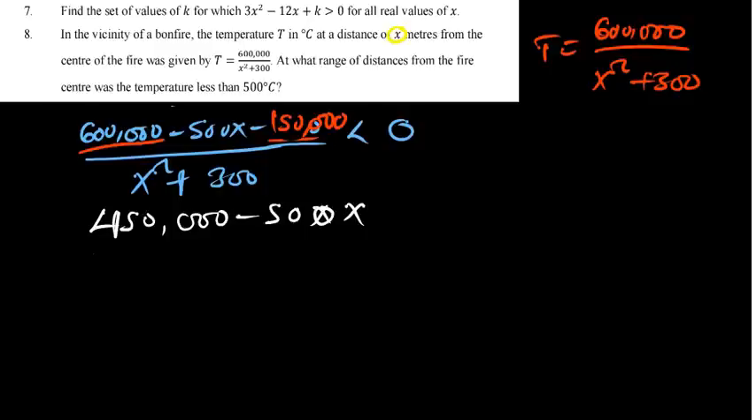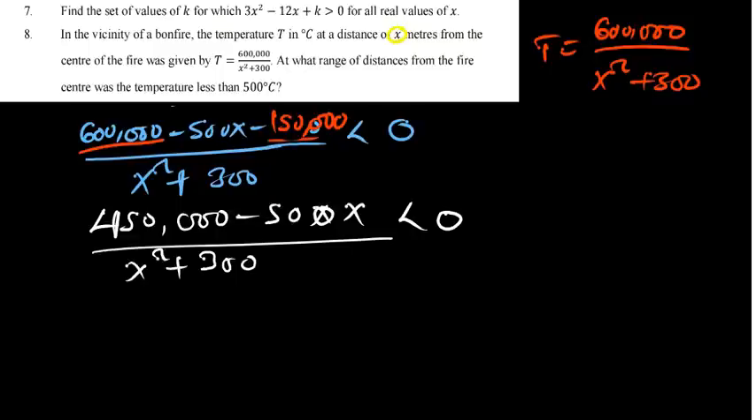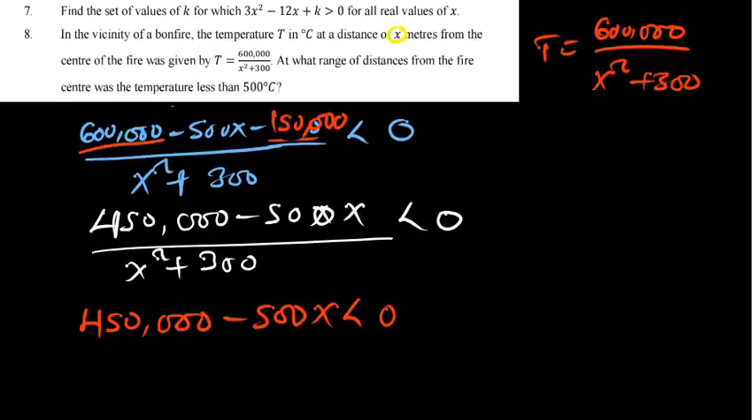450,000 minus 500x, divided by x squared plus 300, less than zero. When you reach this point, you have to get the numerator to be less than zero, and also get the denominator to be less than zero. So I'll start with this: minus 500x less than 0. I also get x squared plus 300 should be less than 0.